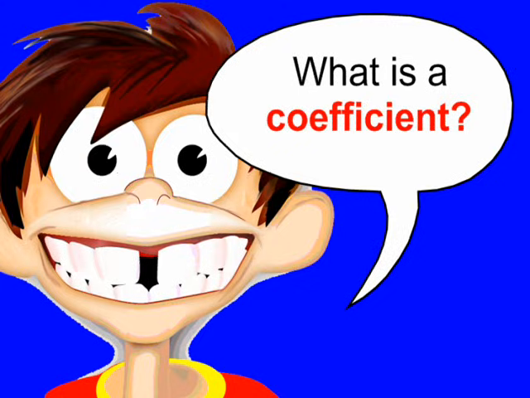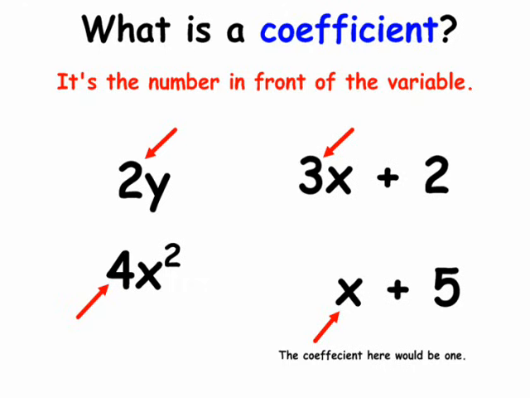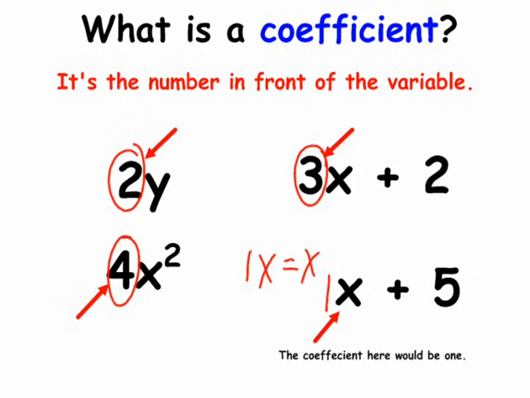Well, what's a coefficient? A coefficient is the number that you will find in front of the variable. So for example, in this example, we have 2y. 2 is your coefficient. I mean, 2 times y. 3 would be your coefficient here. That's 3 times x. 4 would be your coefficient here. And in this last example, it looks like there isn't a coefficient, but there's just one x there. So the coefficient is 1. You don't need to write the 1 there. 1x is exactly the same as just x.